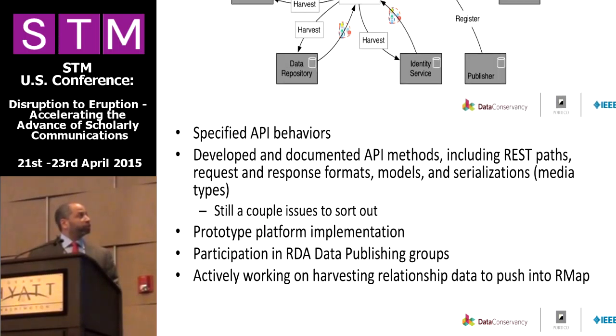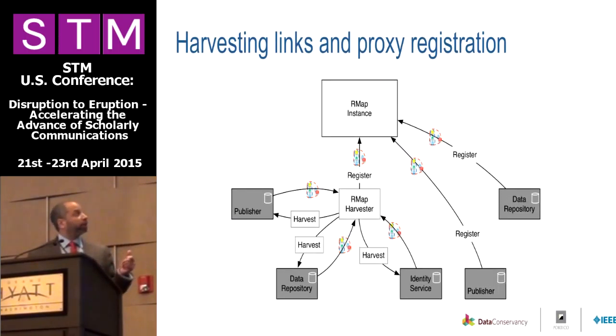Another thing that we want to be able to support is harvesting, so that if a participant in the ecosystem is not able to code directly to the RMap instance, if they have capabilities like OAI-PMH or ResourceSync, other things like that, we could actually harvest their data. And we're also using that to populate things like DataCite.